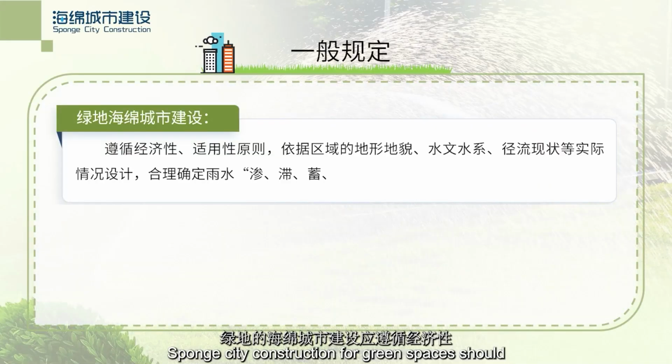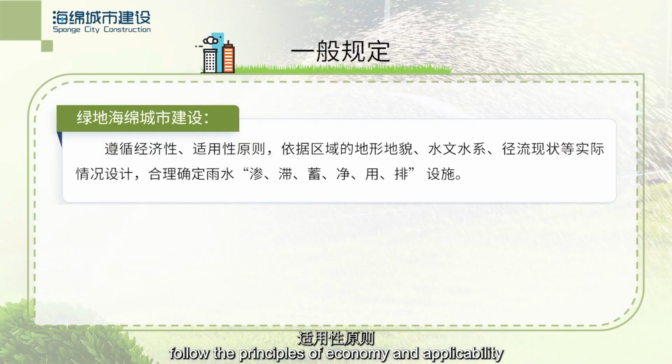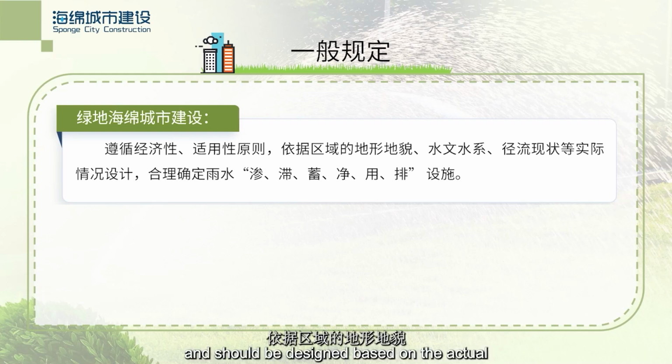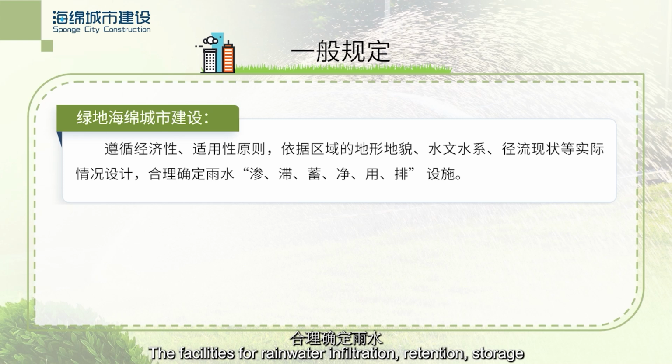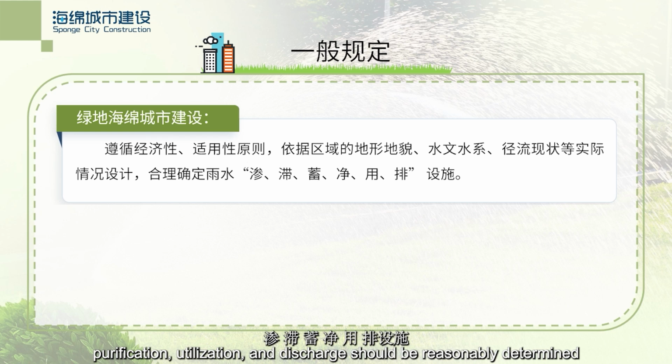Sponge city construction for green spaces should follow the principles of economy and applicability, and should be designed based on the actual conditions of regional topography, hydrology, and current runoff. The facilities for rainwater infiltration, retention, storage, purification, utilization, and discharge should be reasonably determined.